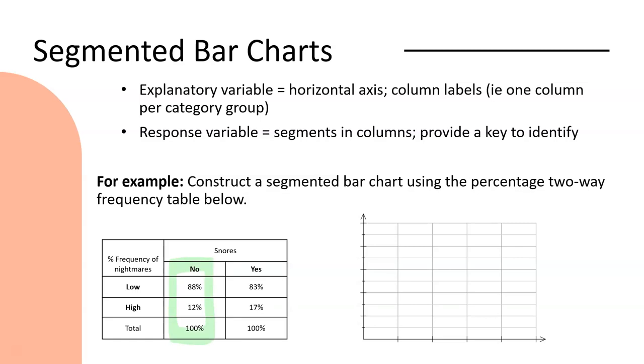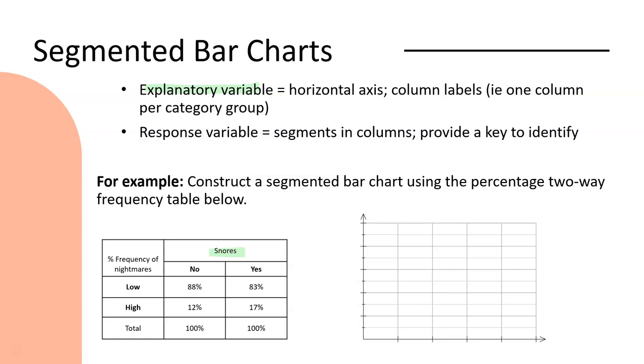So we don't use the 100% total at the bottom, we just use the 88 and 12 to form our column. Our column labels, the ones that go along the horizontal axis at the bottom, no and yes, that axis will be called snores. That represents our explanatory variable. Just like in our table, our explanatory variable is our column heading. It is also our column headers, or our horizontal axis, in our graph.